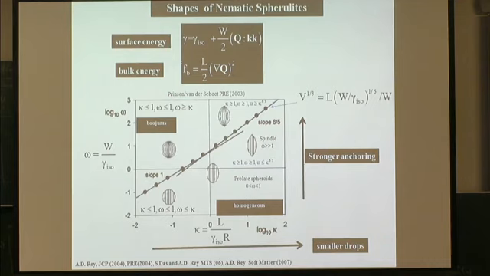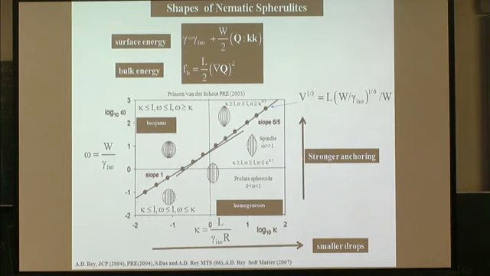So basically in this diagram, we plot the anchoring as a function of interfacial tension, the isotropic component, and on the horizontal, the ratio of Frank elasticity divided by the isotropic component of the surface tension, and R is the characteristic size of the drop.